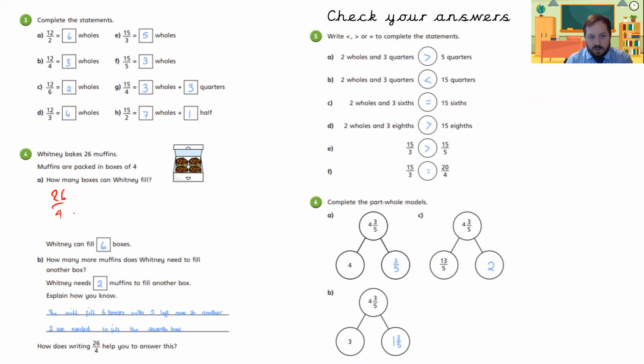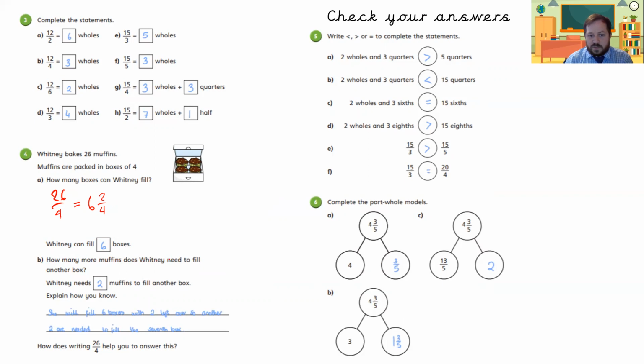So a whole is the box. They pack into groups of 4. You have 26 of them. So 26 divided by 4 is 24, which is 6 with 2 left over. So she'll fill 6 of them, and she'll have one box which will only have 2 in. And that's why we get 6 boxes.